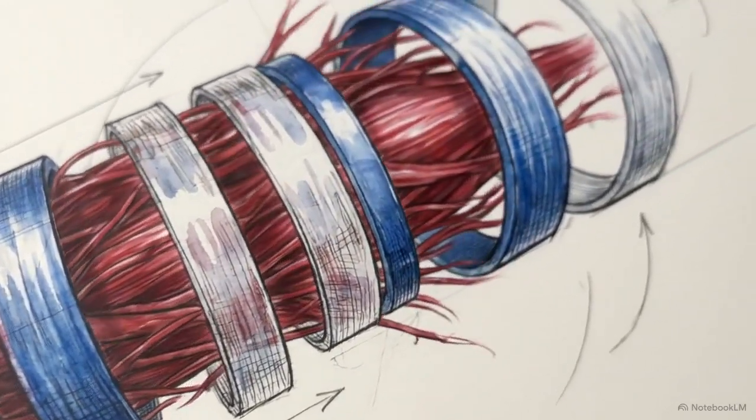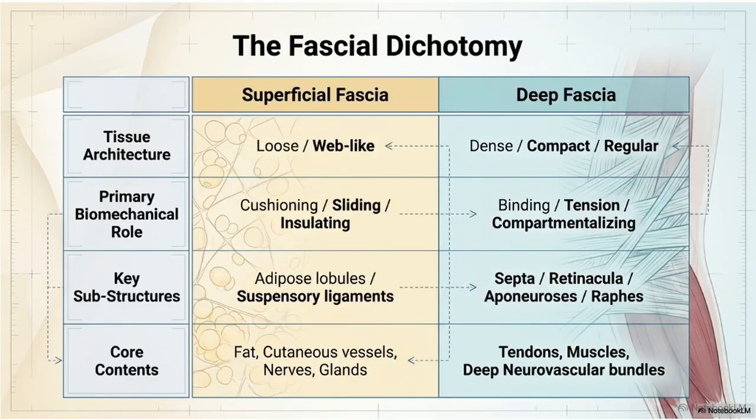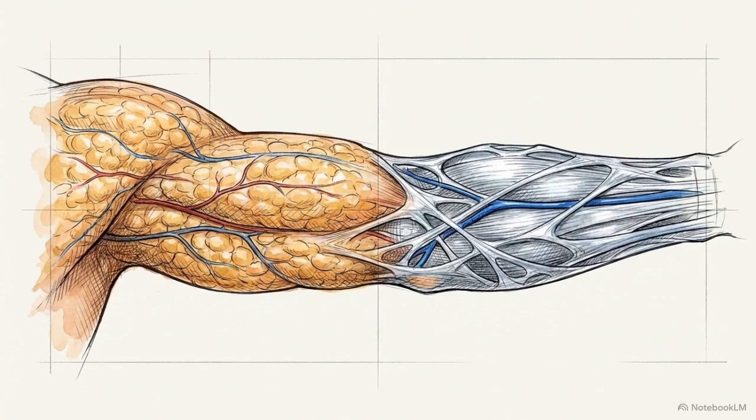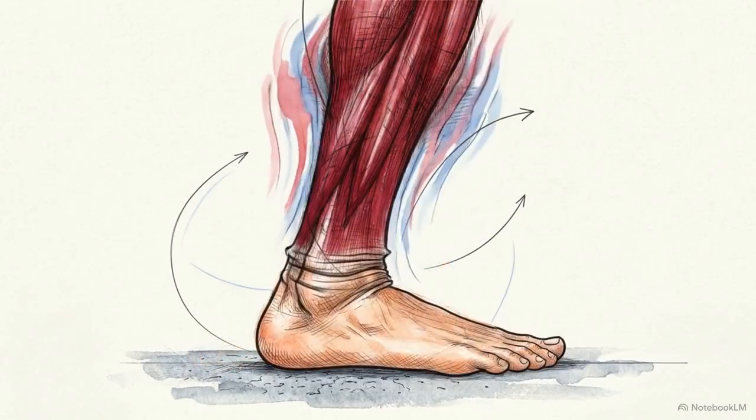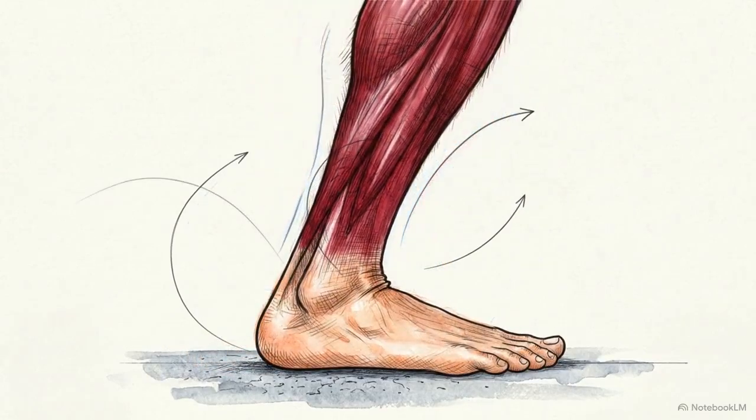This architecture highlights the fascial dichotomy, a loose superficial web versus the compact regularity of the deep layer. These conflicting roles ensure one layer cushions while the other binds. These zones house distinct substructures, from soft fat lobules to rigid septa and retinacula. Despite their opposing physical properties, these two layers do not act in isolation. Structure dictates function, and these diametrically opposed architectures perfectly balance each other to solve the contradictions of physics.